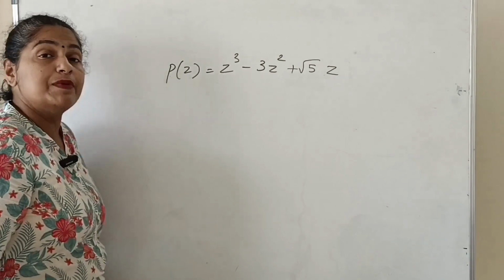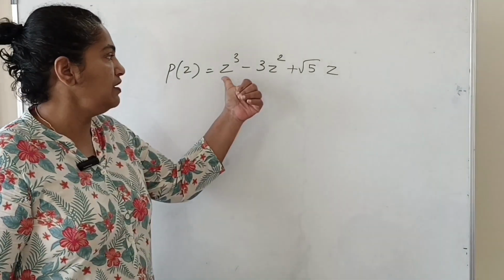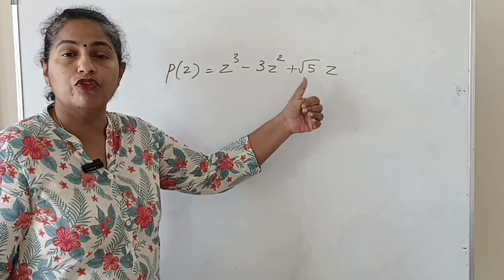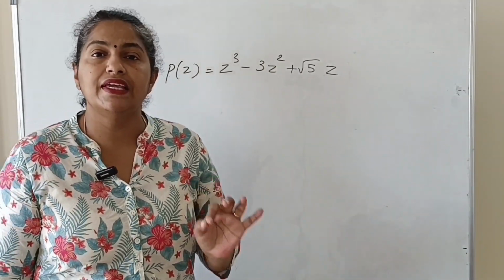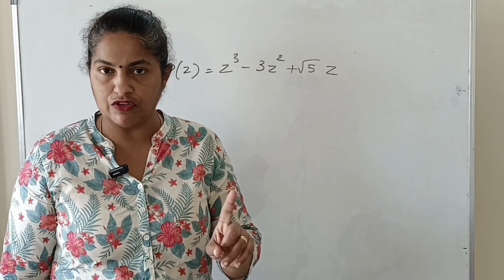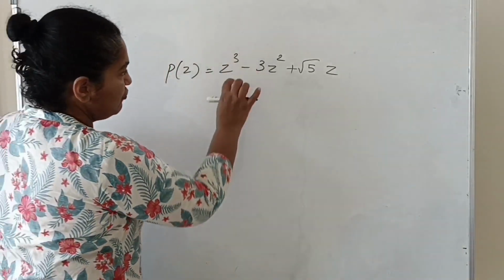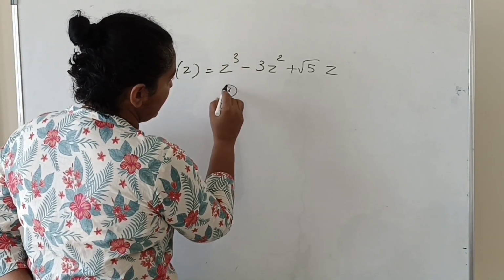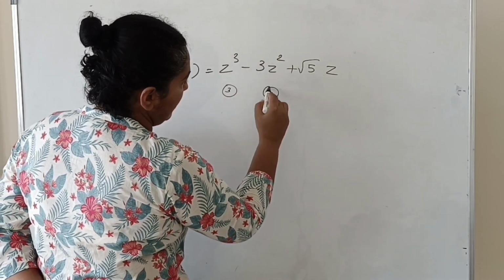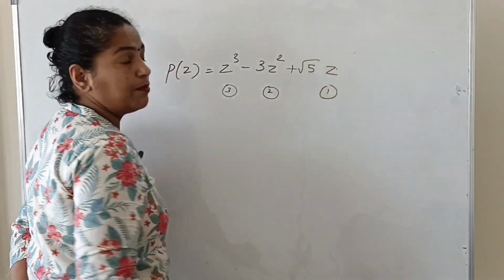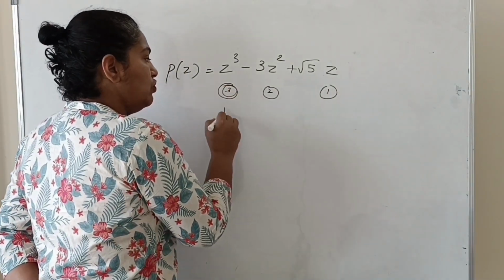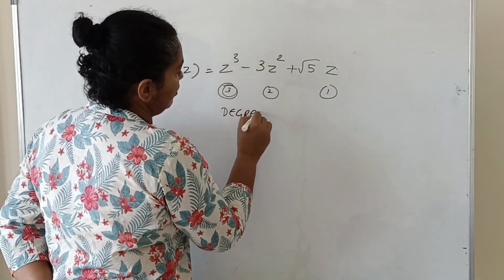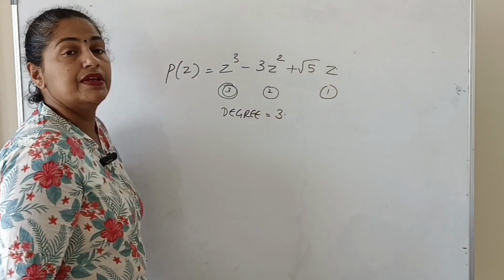Okay, let us have a look at this particular polynomial. It is a polynomial which is represented by the use of the variable z. So, p of z is equal to this. What is the degree of this polynomial? That is my first question. So, let us see. The first one has a power of 3. The second one has a power of 2 and the third one has a power of 1. I am talking about the power of the variable. So, 3 is the largest value. So, the degree of this particular polynomial is 3.